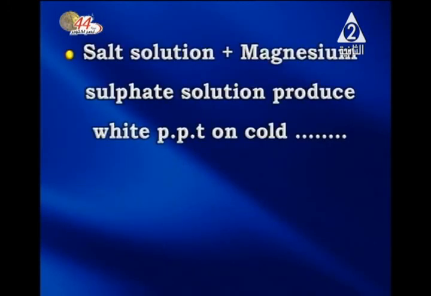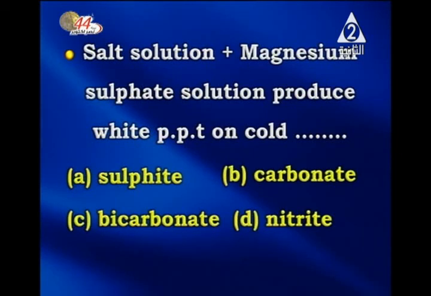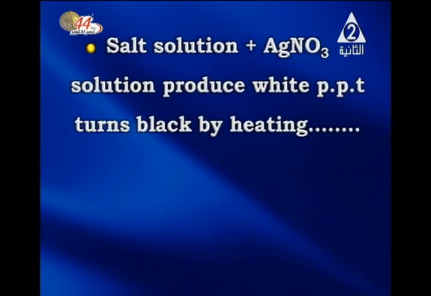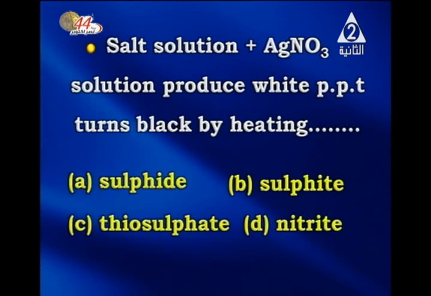Next point. Salt solution plus magnesium sulfate solution produces a white precipitate in the cold. Is it sulfite, carbonate, bicarbonate or nitrite? Yes, if you think about it, it will be carbonate. Next point. Salt solution plus silver nitrate solution produces a white precipitate that turns black on heating. Is it sulfide, sulfite, thiosulfate or nitrite radical? If you think about it, yes, it will be sulfite.